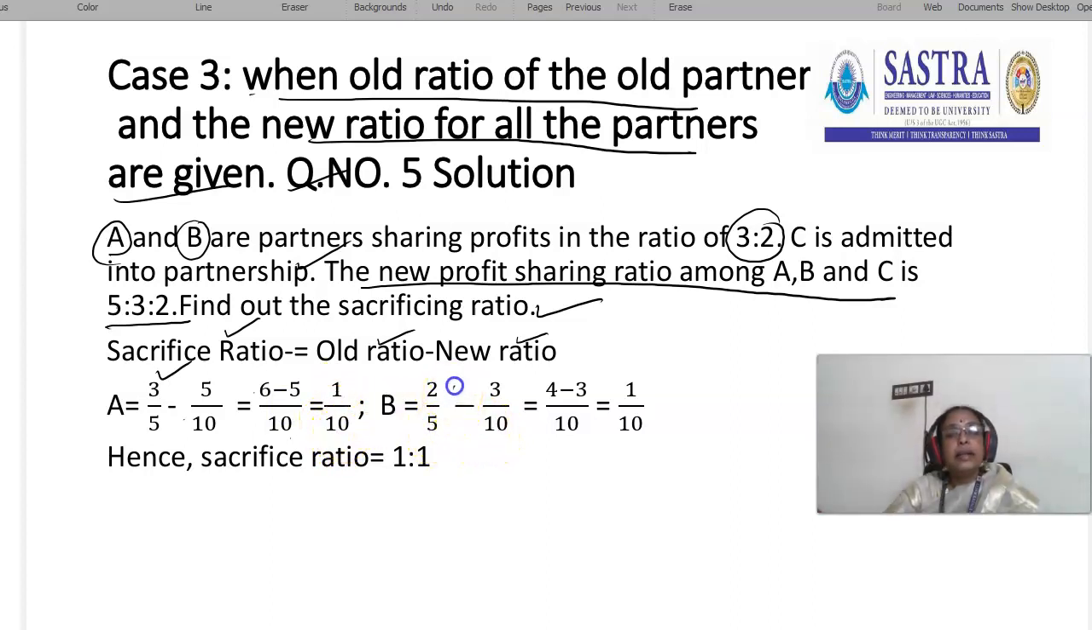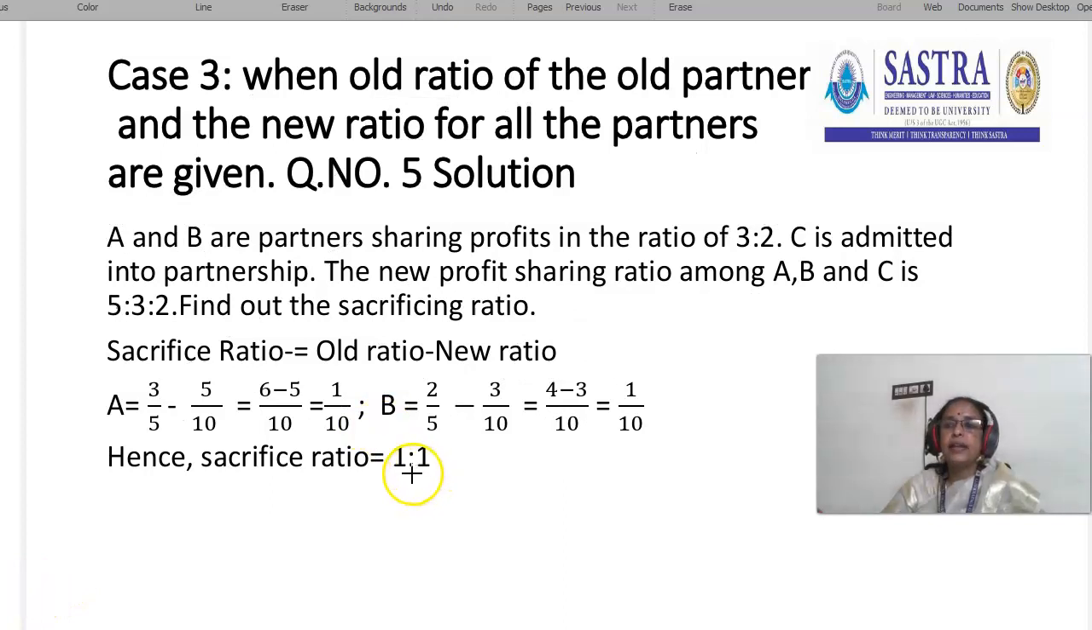Then B's old share is 2 by 5, new share is 3 by 10. So, if we take LCM 10, then 10 divided by 5 is 2, 2 into 2 is 4, minus 3, 1 by 10. So, hence the sacrificing ratio is equal to 1 is to 1.